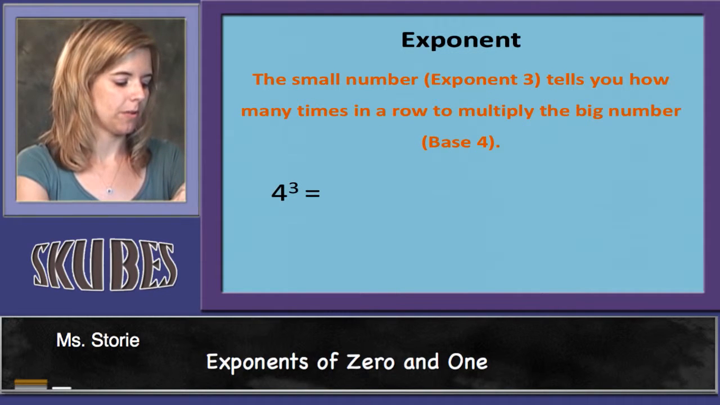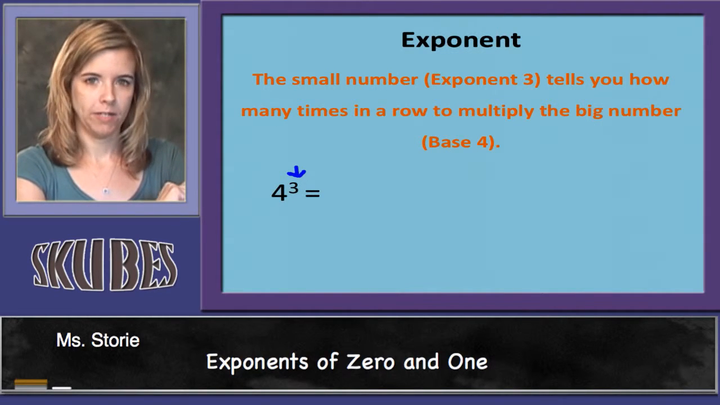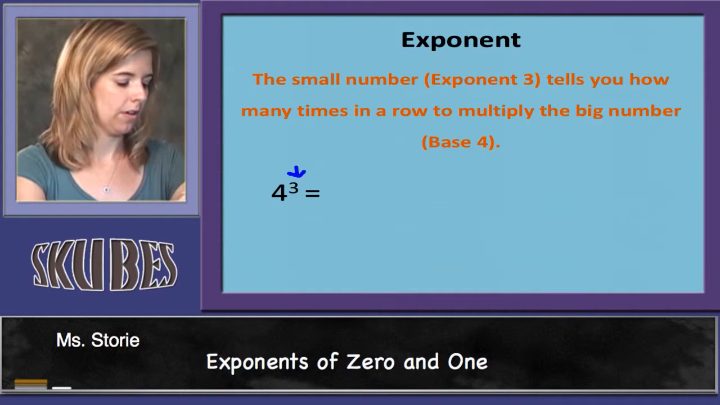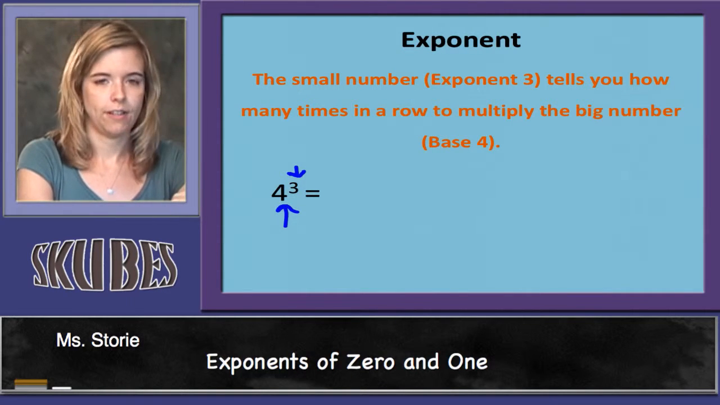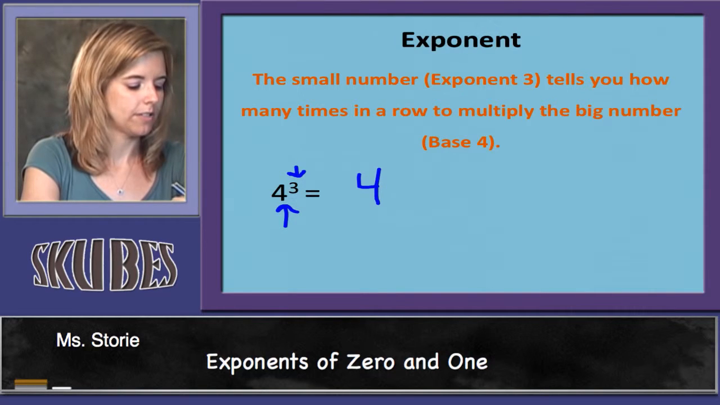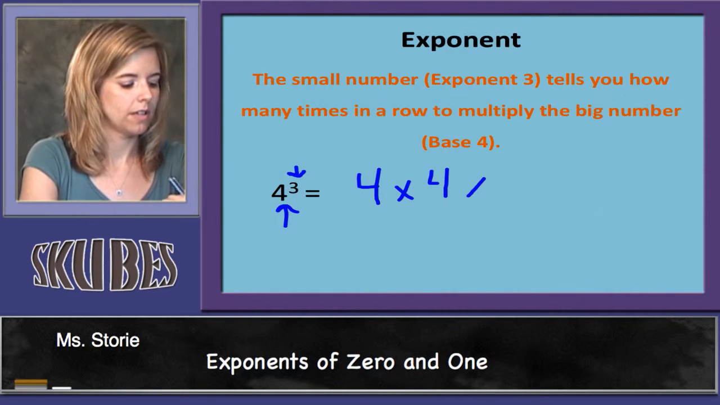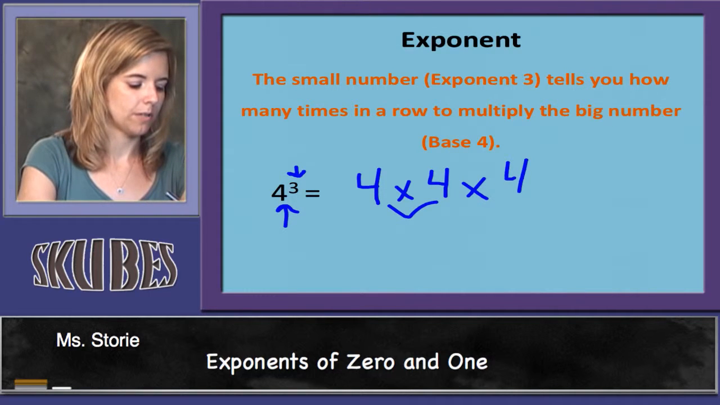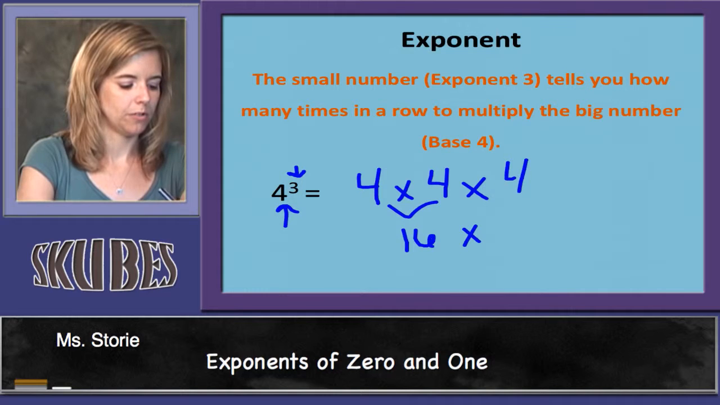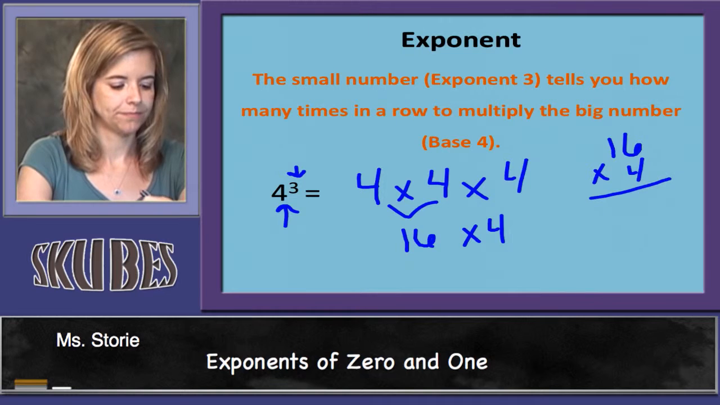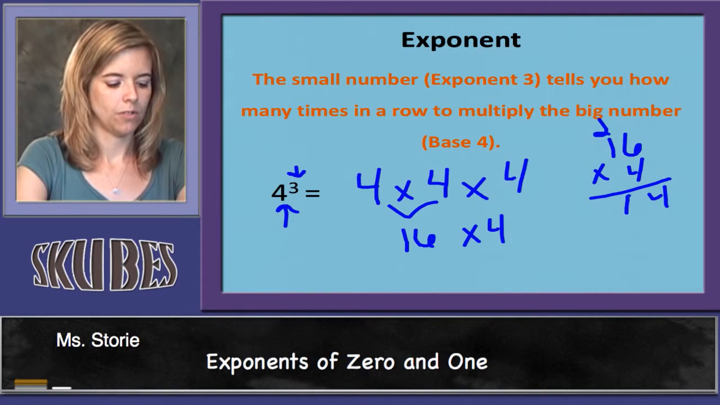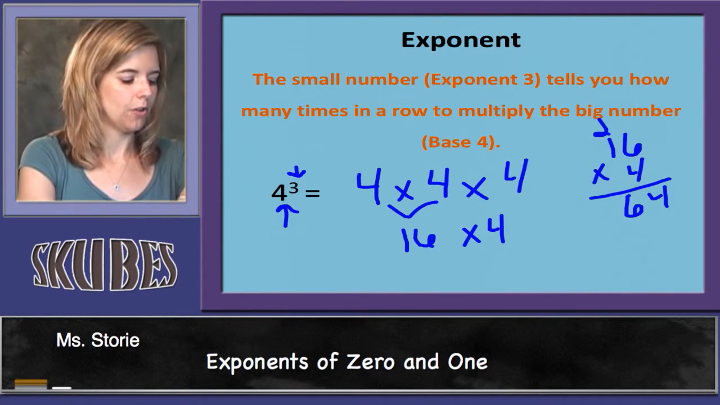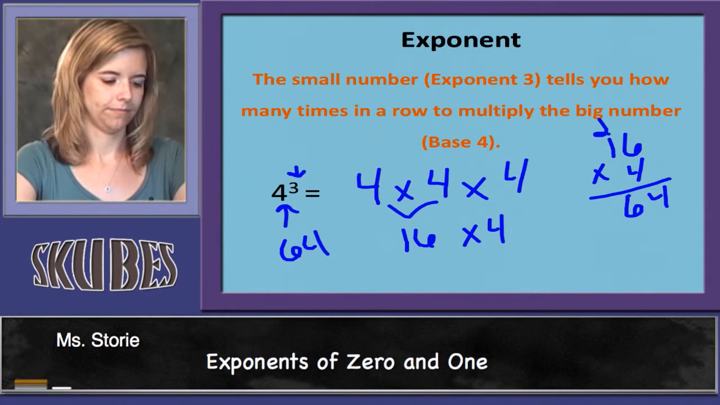The small number, the exponent, the 3, tells you how many times in a row you're going to multiply the big number, the base of 4. So when they say 4 to the third, it really means 4 times 4 times 4. The way you would do that is 4 times 4 is 16, and then you multiply 16 by 4, which gives you 64. So 4 cubed, 4 to the power of 3, really equals 64.